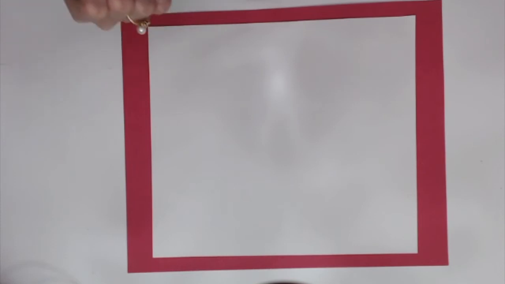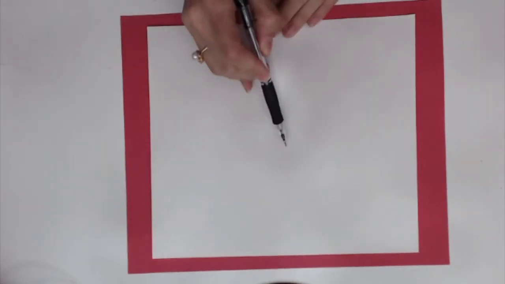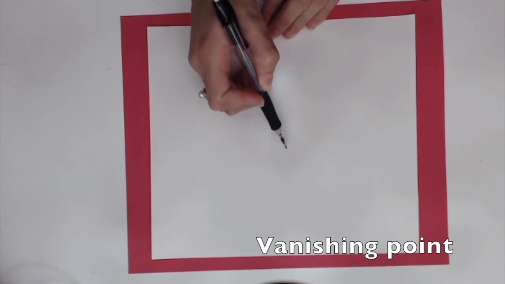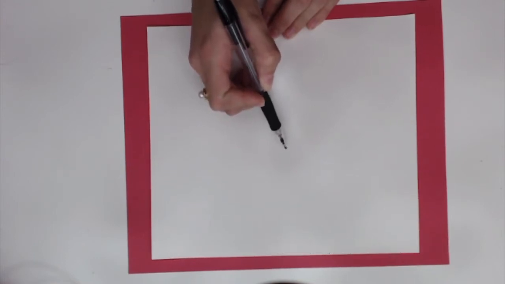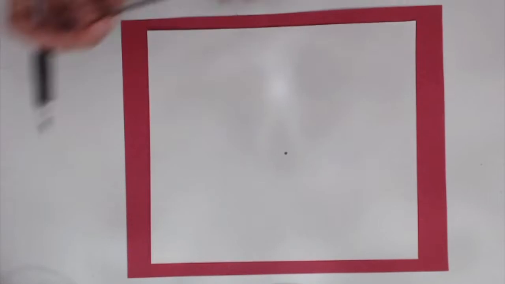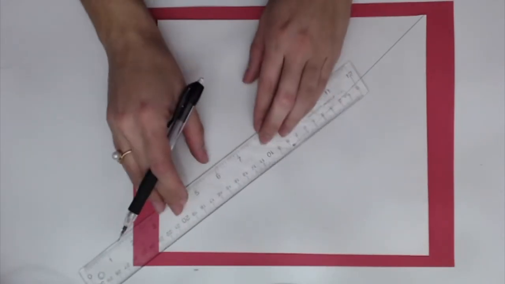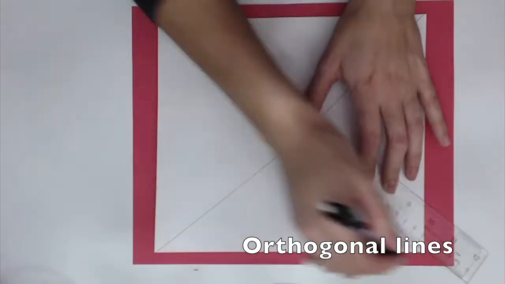Go ahead and take your pencil, and somewhere in the center draw yourself a vanishing point. Try to get it as centered as possible, but if it's not perfect, it's okay. Now take your ruler, and from each corner of your picture plane, draw some orthogonal lines to the vanishing point.